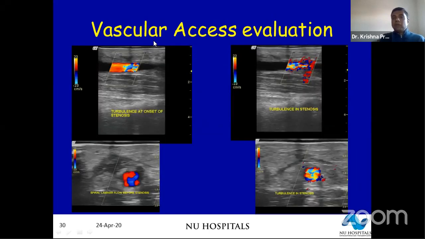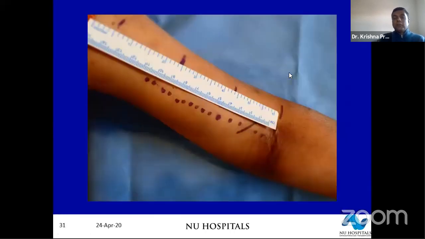Stenosis assessment. The vein is stenosed here, a beautiful spiral flow in the vein in the dilated segment. And by the time you come to the stenotic area, a very turbulent flow. So not only do you have ultrasound to tell you it's narrow, you also have the Doppler telling you that you're looking at stenosis.